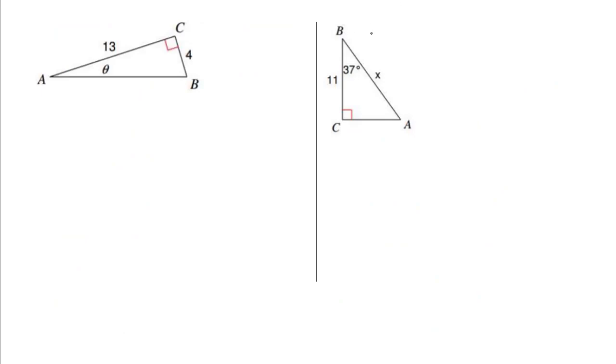Okay, so here's the next two. So far we've seen a sine example and a cos example, so we're probably due for a tan example. Let's start by identifying the sides. This is the hypotenuse. How do I know it's the hypotenuse? It's the longest side of the right angle triangle, and it's across from the 90-degree angle.